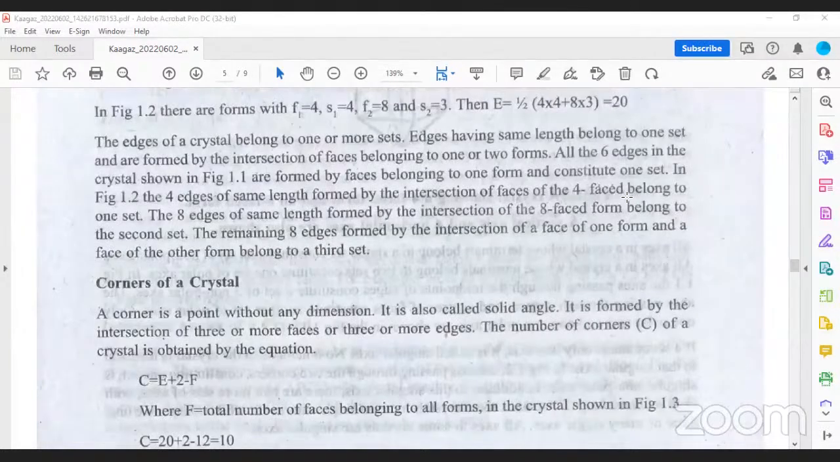Four faces belong to one set. The eight edges of the same length formed by the intersection of eight faces belong to the second set. In case of four faces, that is one set; eight faces is a second set. A face of one form and a face of another form belong to the third set.